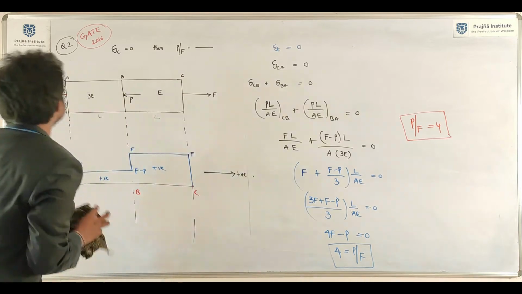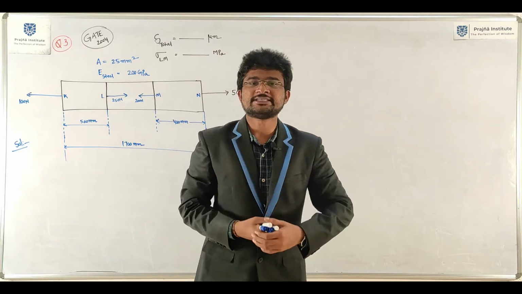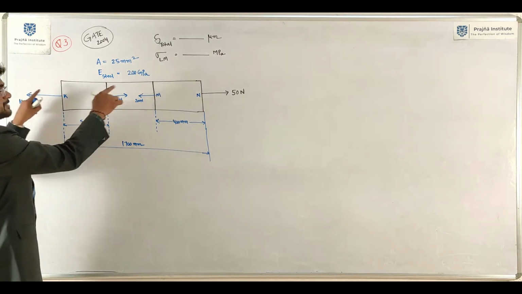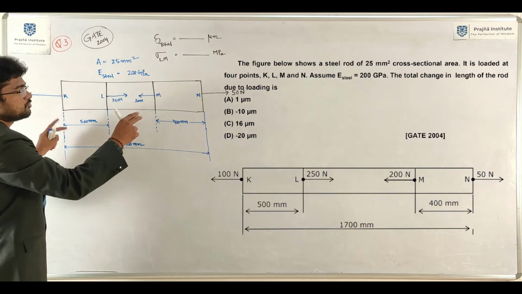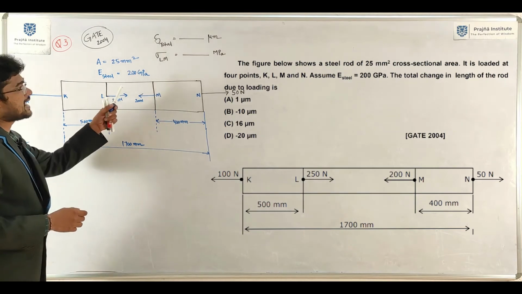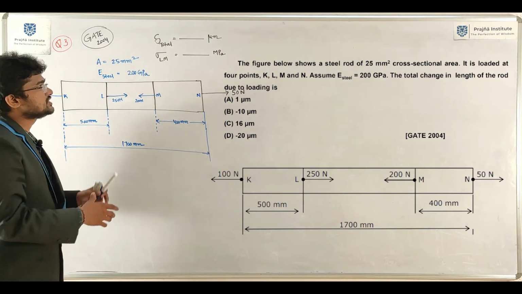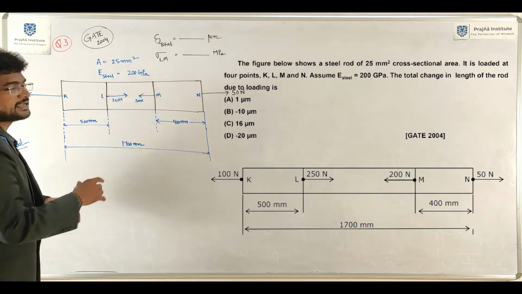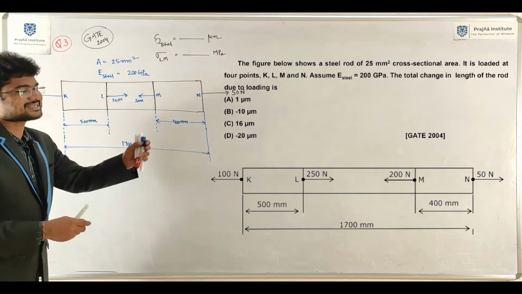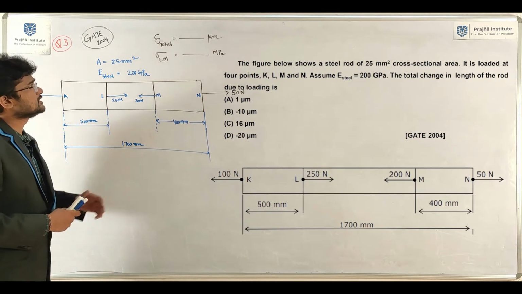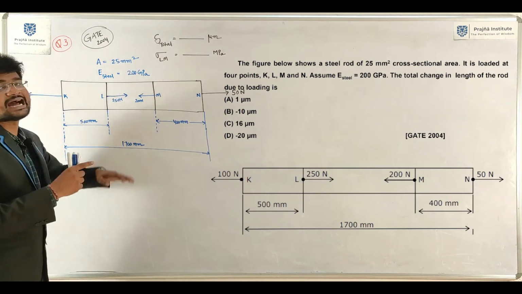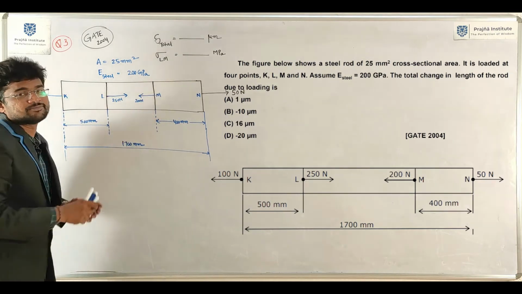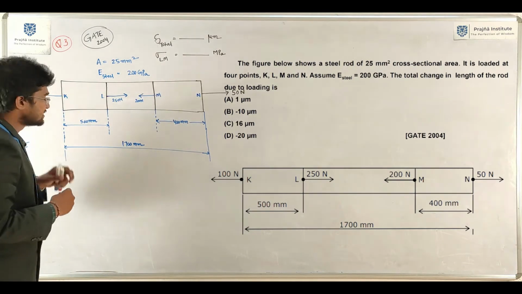Next, question number 3. Now we can discuss question number 3. Have a look at the question. Here, a prismatic bar is subjected to non-uniform axial loading. They are asking for the total change in axial deformation in the prismatic bar. We need to determine the total axial deformation and axial stress in the member LM. For that, we need to draw the axial loading diagram.